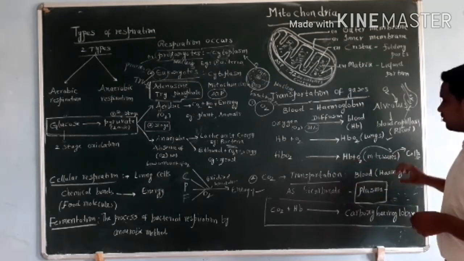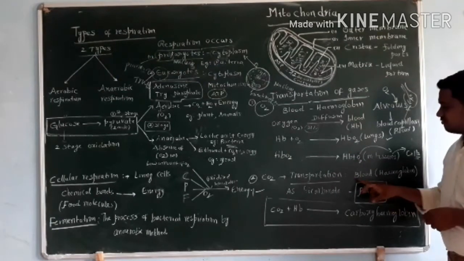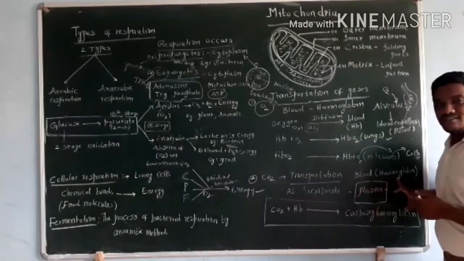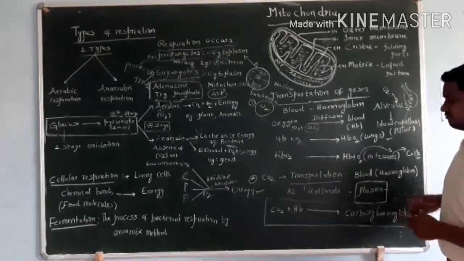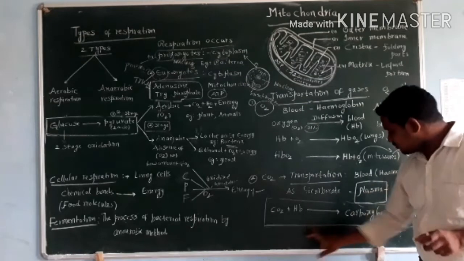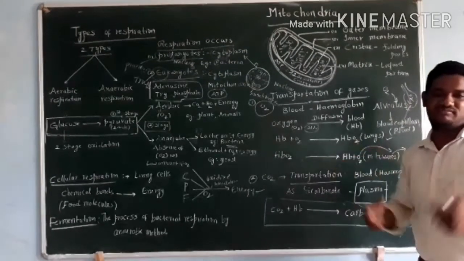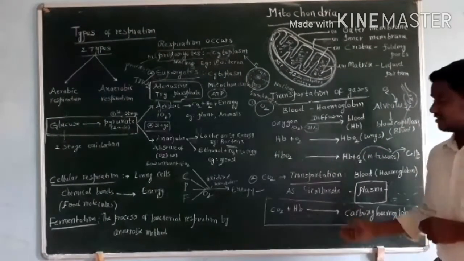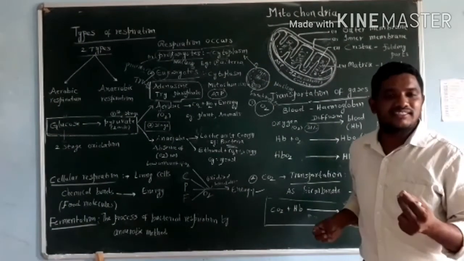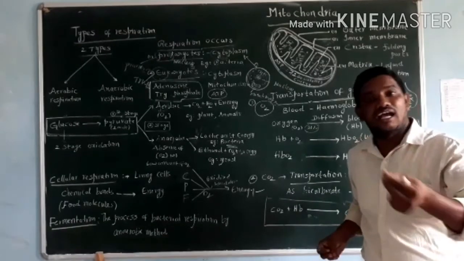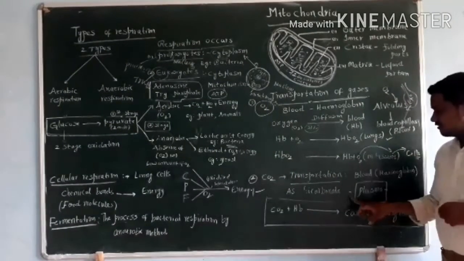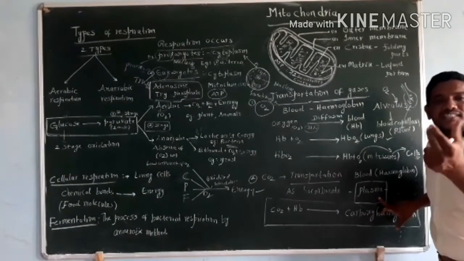Here carbon dioxide is also transported through the blood, through hemoglobin. So carbon dioxide combines with hemoglobin, which forms carboxyhemoglobin. That is the first one. Second one is as a bicarbonate. Carbon dioxide is transported as bicarbonate, dissolved in the blood plasma.